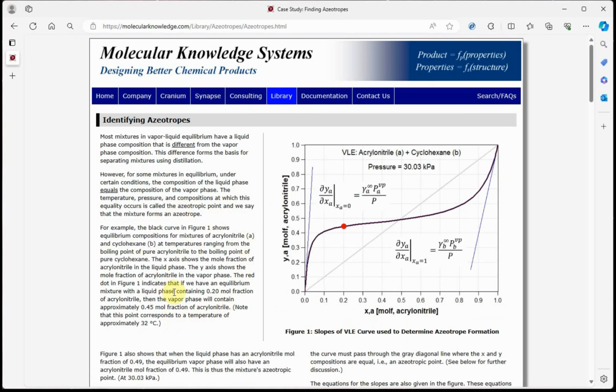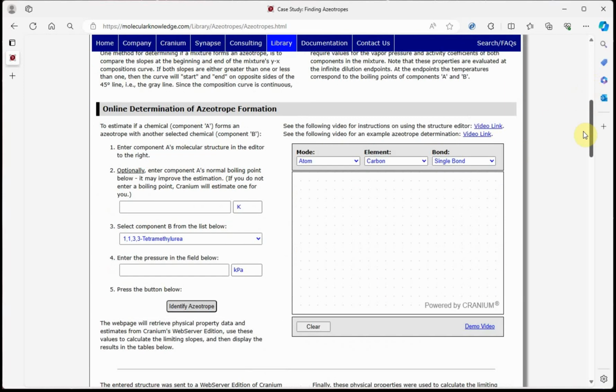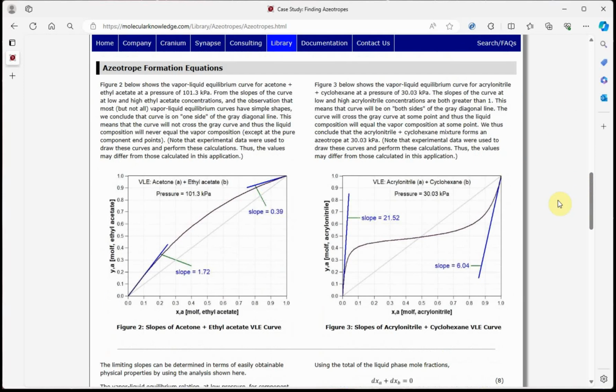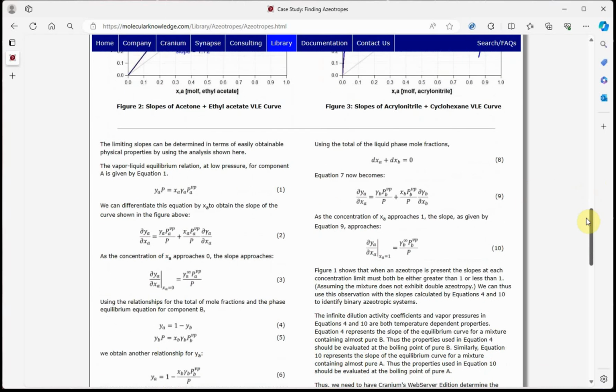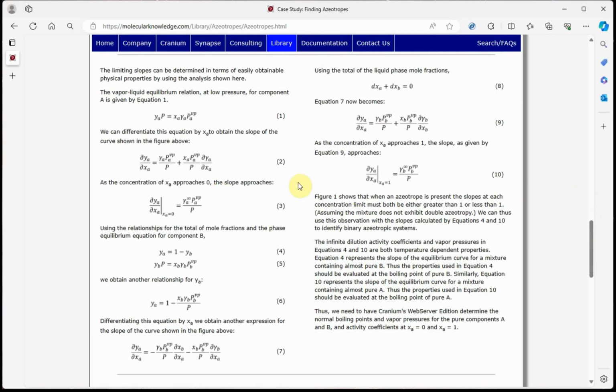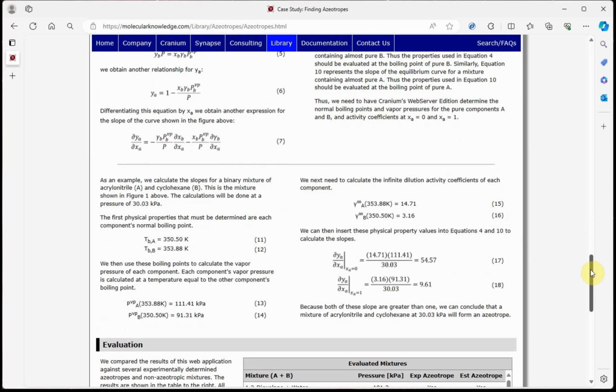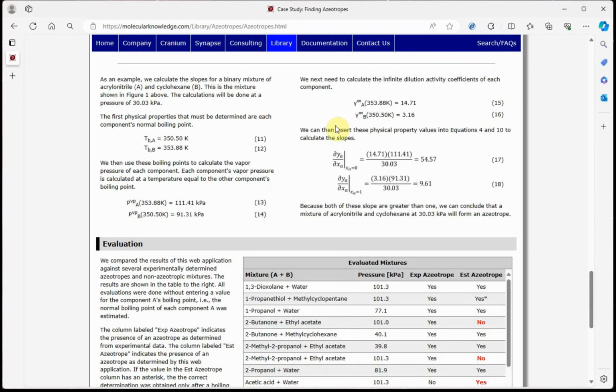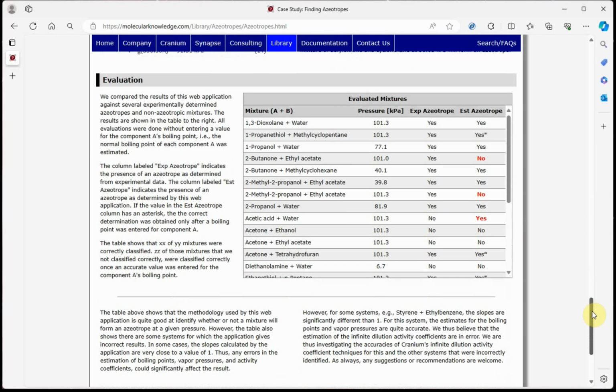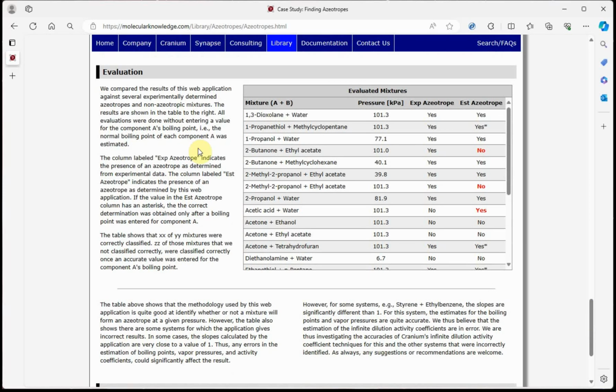The web application's page provides details about the methodology used to predict the occurrence of an azeotrope in a binary mixture. It provides background on the methodology, a derivation of the equations used, an example use of these equations, and evaluations of several binary mixtures.